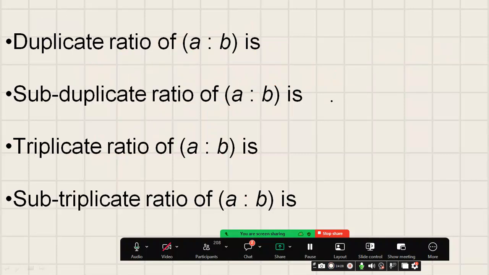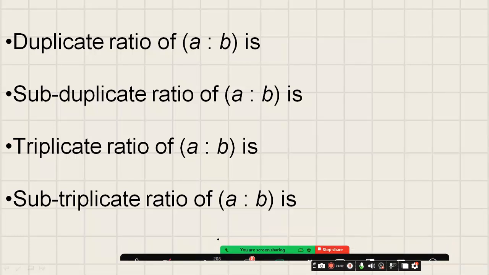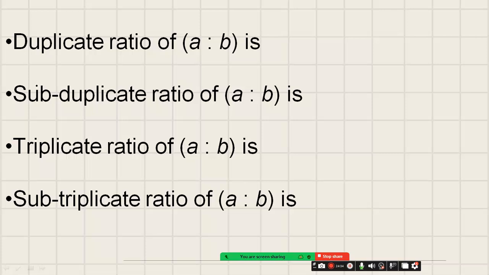And come to the next 4 points, also very important, guys. The first point: the duplicate ratio of A is to B is A square is to B square. For example, 2 is to 3. The duplicate ratio is 2 square is to 3 square. 2 square is 4, 3 square is 9. The answer is 4 is to 9.